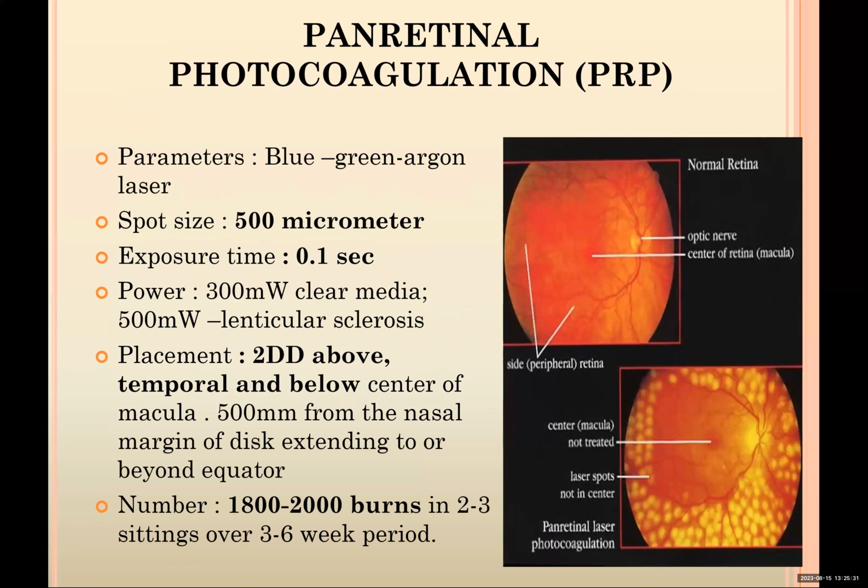So we'll first look into pan-retinal photocoagulation. Here, with an exposure time of 0.1 second, a blue-green argon laser is used to create a spot size of 500 micrometers, 2 disc diameters above, temporal, and below the center of the macula. About 1800 to 2000 burns in 2 to 3 sittings over a 3 to 6 week period are used.